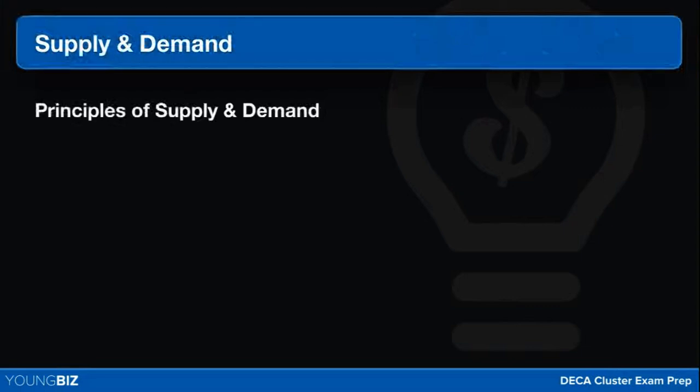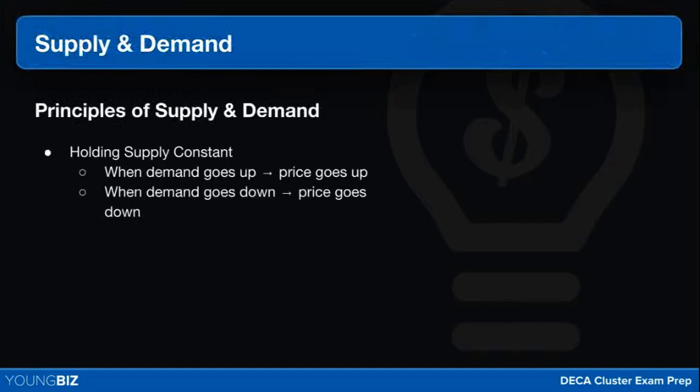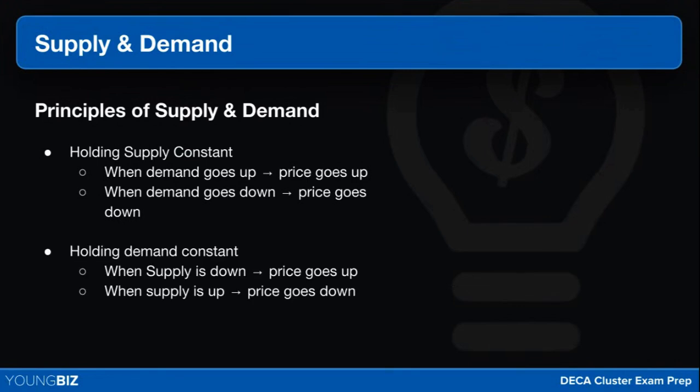So when we're talking about a product or service, when the supply stays the same, the price will be affected by the demand. So when the demand goes up, the price will go up because it's more profitable for the company that way. And when the demand goes down, the price goes down as well because people are not willing to pay as much. Now when the demand stays the same, the supply would affect the price. So when the supply is down, the price goes up because companies need to make profit. And when the supply is up, the price will go down.